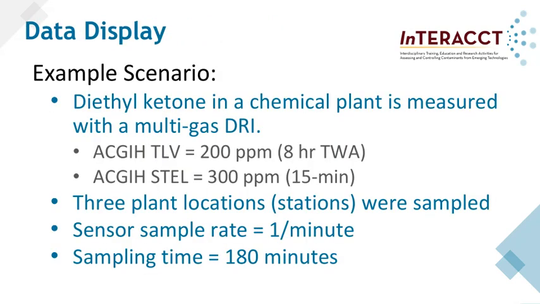As an example scenario, diethyl ketone vapor is in the atmosphere of a chemical plant that you are concerned about. The ACGIH TLV is 200 parts per million as an 8-hour TWA, and there's a short-term exposure limit of 300 parts per million as a 15-minute average. To measure concentrations, you have a multi-gas detecting DRI, and you begin recording at 3 plant locations where you have set the DRI to sample once every minute over a 180-minute sample time.